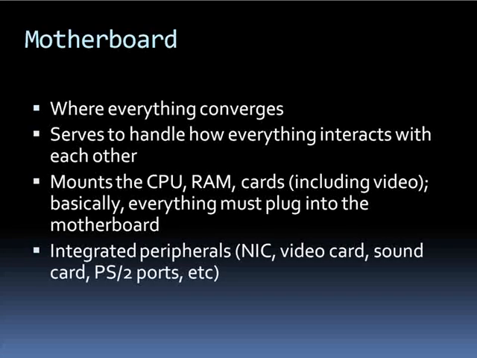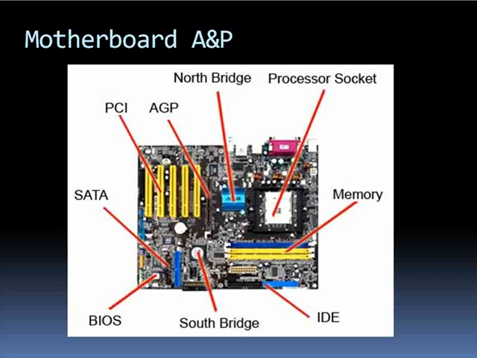Integrated peripherals. Oftentimes, a motherboard will have a network card built onto it, or a video card and sound card and PS2 ports. Now, if all these are built into your computer, that means that they're built on the motherboard, but they are not upgradable, or you have to plug in another slot and disable the onboard. I highly recommend that if you have onboard video, you disable it and use a higher end graphics card. That's where you'll notice a lot of difference.